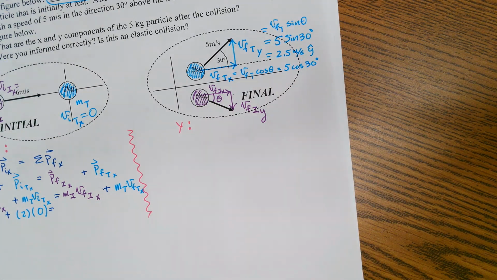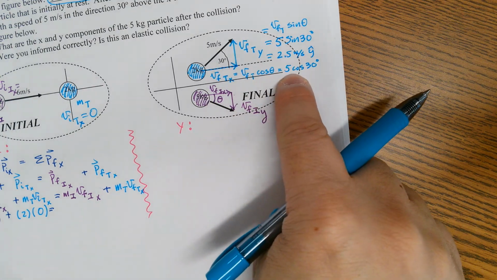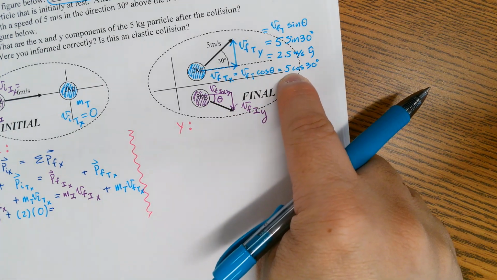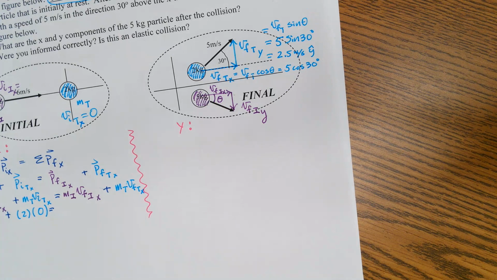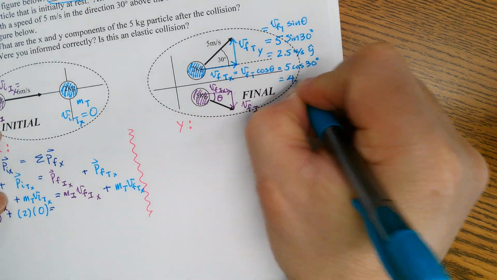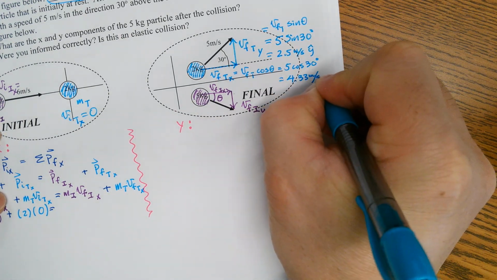It's okay. We're going to have to eventually get some calculator. You have a calculator? Yeah? Can you do 5 cosine 30? I got 4.33. So I was right? Oh, wow. Okay. So 4.33 meters per second x hat.